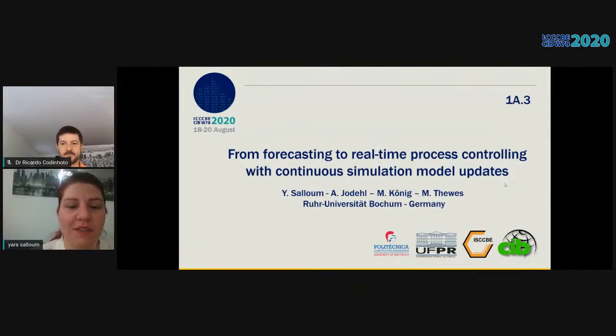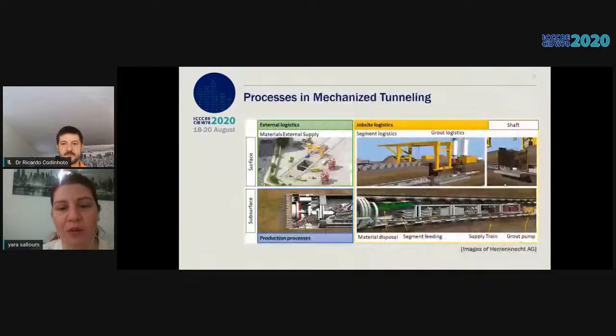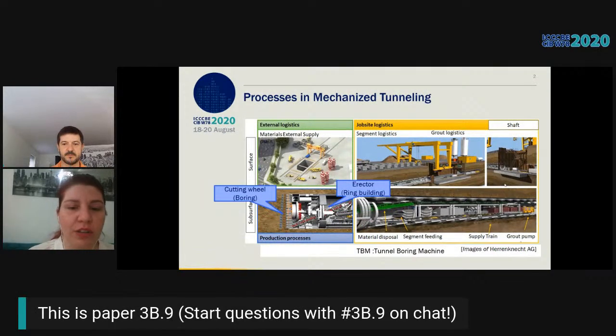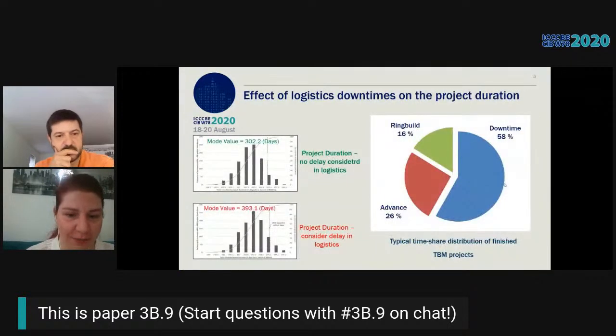So first, I will give a small introduction about mechanized tunneling projects. These projects usually contain 3 locations, the subsurface, the surface, and the shaft, where all materials are transported from the delivery place to the tunnel boring machine. And the interaction between these processes is usually very sophisticated.